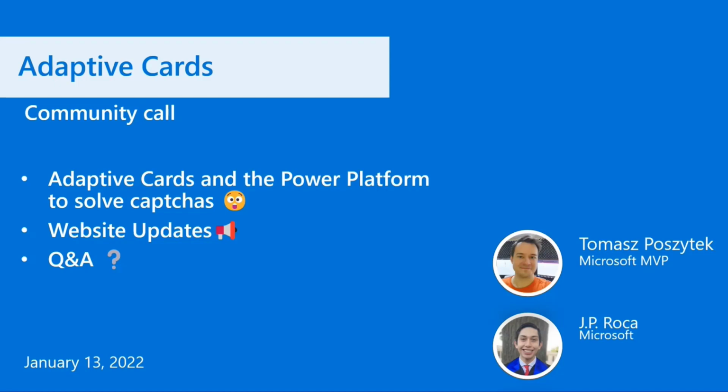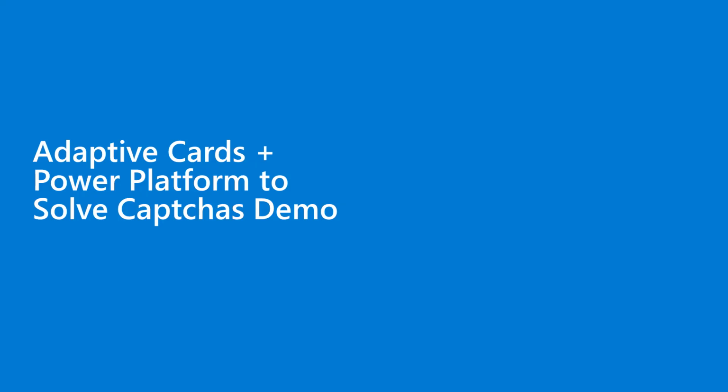In this community call, we are joined by Tomas Pasitek. He's a Microsoft MVP, and we'll be going over a solution that he's implemented with Adaptive Cards and the Power Platform to solve captchas. Then we'll briefly touch on some website updates, and we'll finally end the session off with a Q&A section. All right.